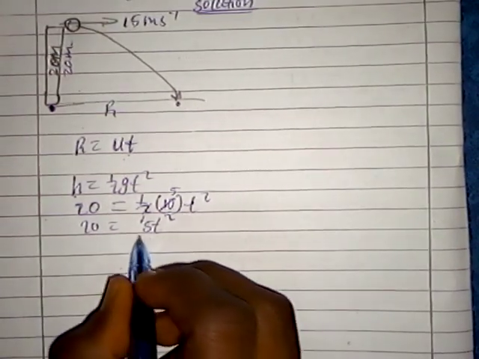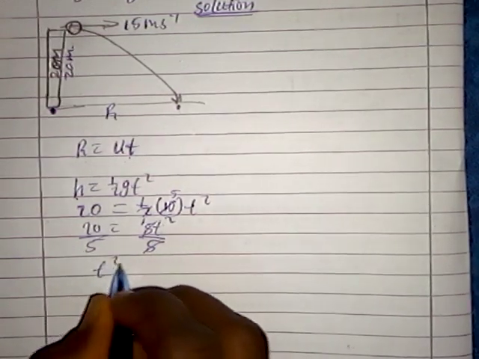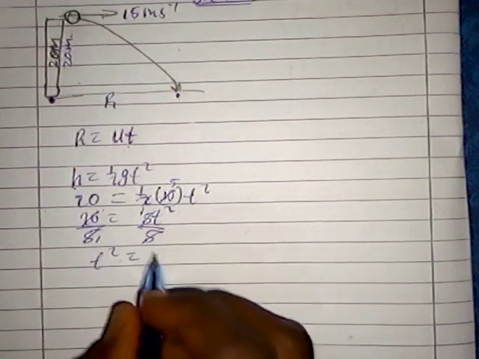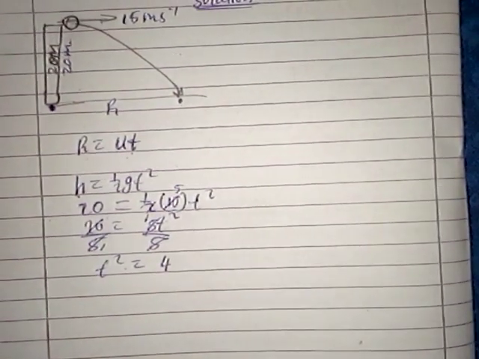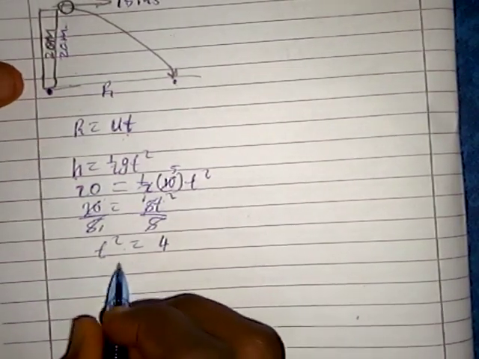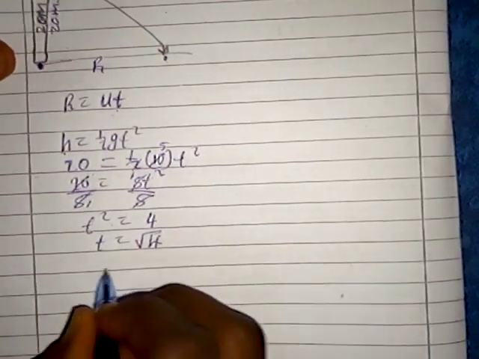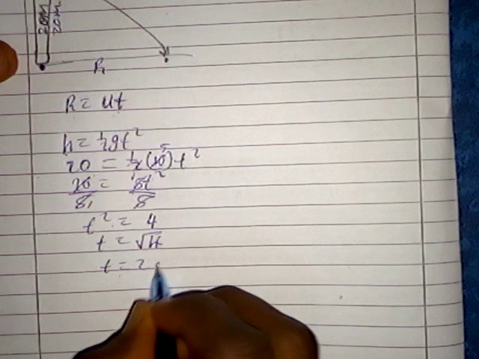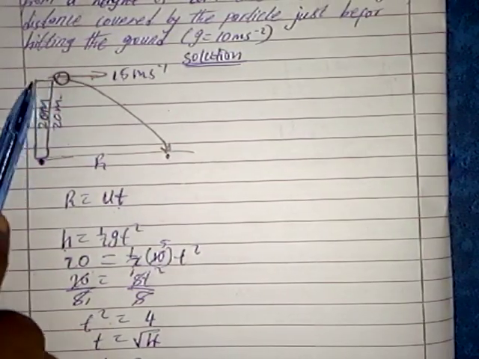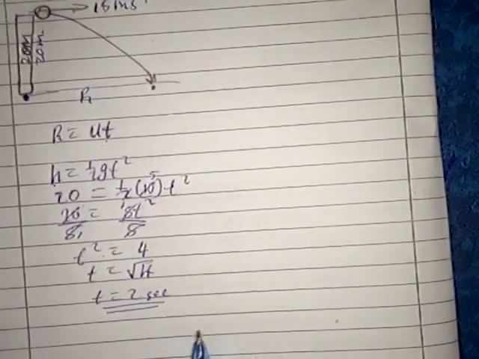Right, what are we going to do? We divide both sides by 5. 5 cancels 5, and what remains is t squared. 20 upon 5 gives 4. We are supposed to find t, so we take the square root. t equals the square root of 4. So t equals 2 seconds. So the time the object took to move from where it's projected to where it lands is 2 seconds.